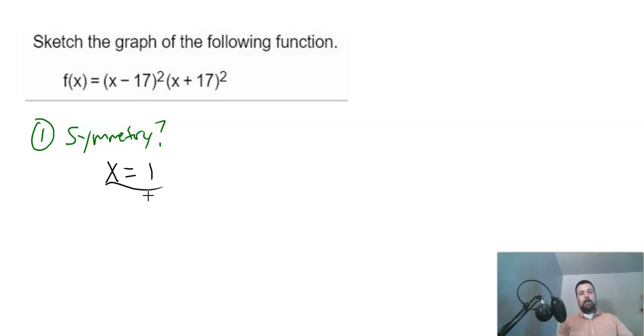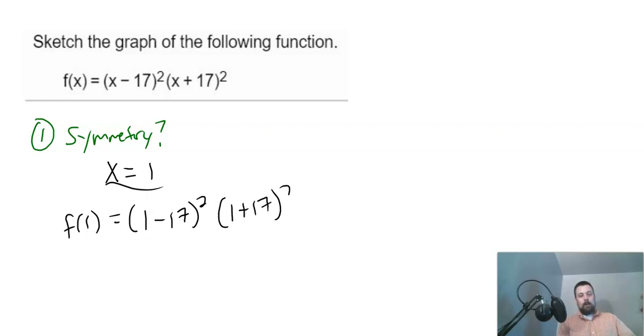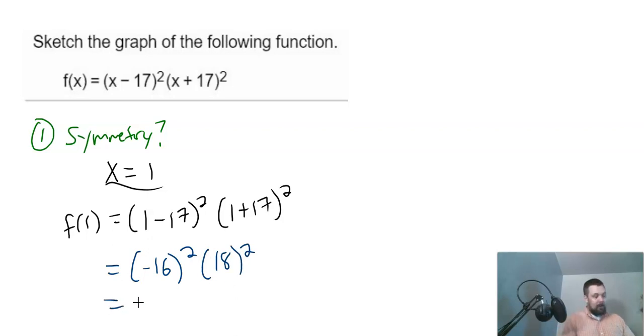0 is not going to cause us any issues. So let's plug in 1 for x. We get f of 1 equals 1 minus 17 squared times 1 plus 17 squared. Now the result is going to be a really big number here no matter what we do. So we're going to get negative 16 squared times 18 squared. And I'm going to have to use my calculator, of course.